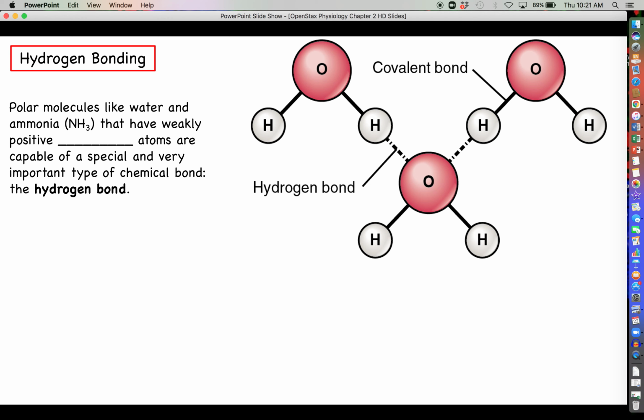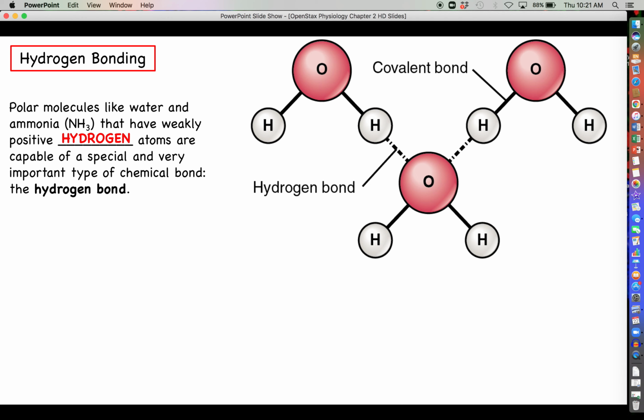Now, the reason why polarity is important, especially in the case of water, is that polar molecules like water or like ammonia, which is NH3, where nitrogen would be your electronegative atom, have these weakly positive hydrogen atoms, and they are capable of a very special and very biologically important type of chemical bond, and this is called a hydrogen bond.